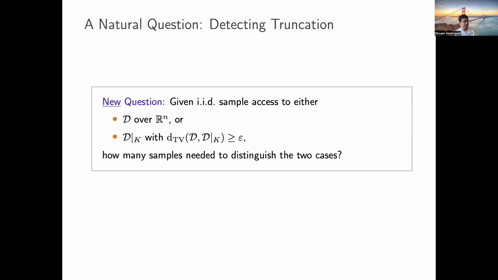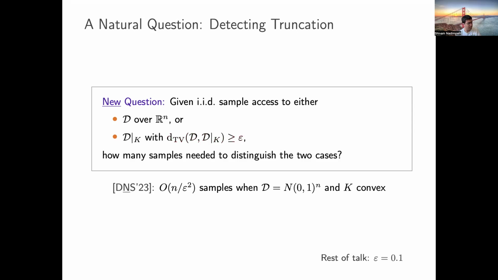And so let's incorporate this condition. We get this new question where you're promised that you either have access to D or you have access to D conditioned on a set K such that the variation distance between this truncated distribution and the original distribution is at least epsilon. We'll think of epsilon as a constant. We're not going to be too focused on dependence on epsilon.